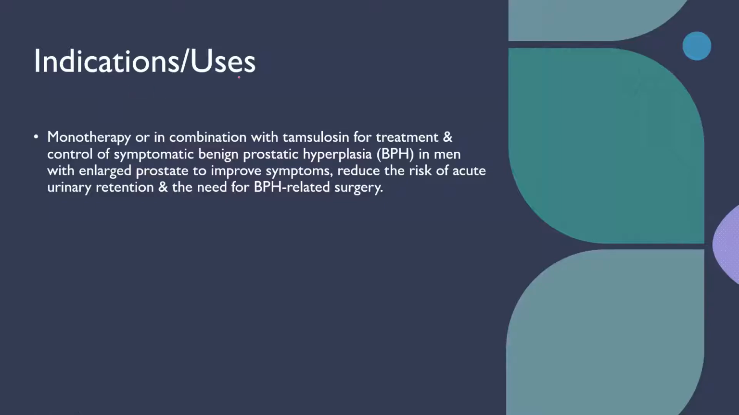So, indications or uses of this drug. It is used on its own as a monotherapy or in combination with tamsulosin, which is an alpha adrenergic blocker, for treatment and control of symptomatic benign prostatic hyperplasia in men with enlarged prostate, in order to improve symptoms and also reduce the risk of acute urinary retention and the need for benign prostatic hyperplasia related surgery. So these are the indications for taking the drug.